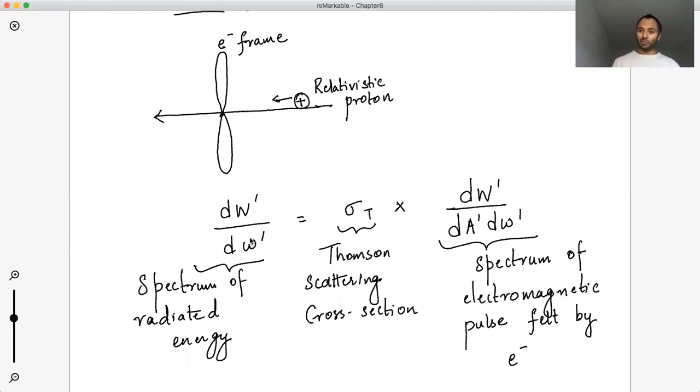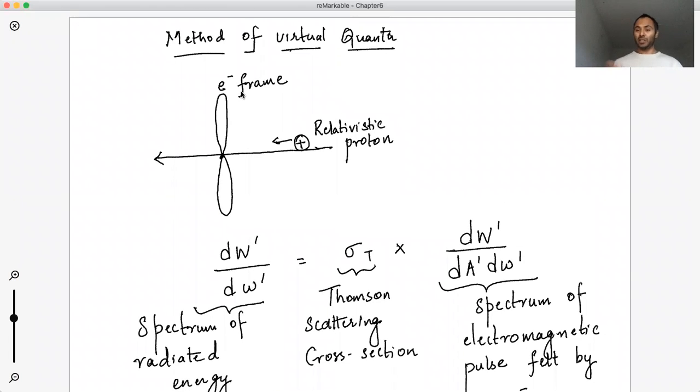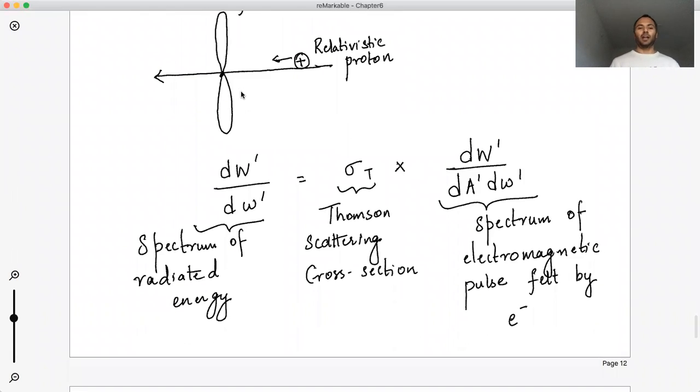Okay, in this primed frame, the frame in which the electron is at rest, I'm going to make the following statement. The spectrum of radiated energy, that's the amount of energy radiated per unit frequency, is equal to the Thomson scattering cross section times the spectrum per unit area of the electromagnetic pulse which the electron feels.